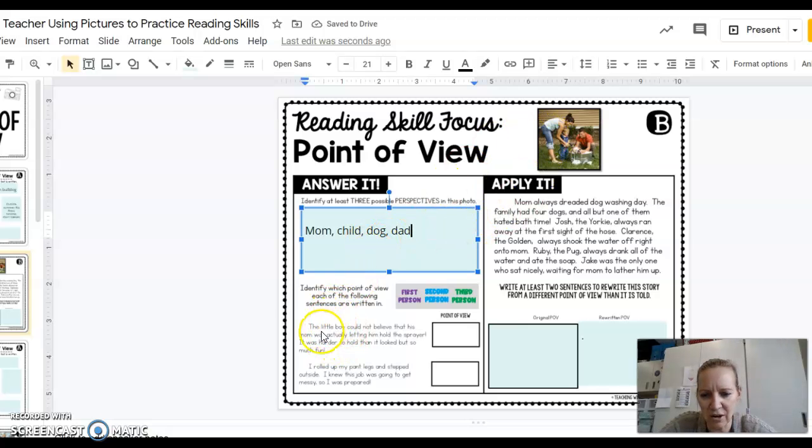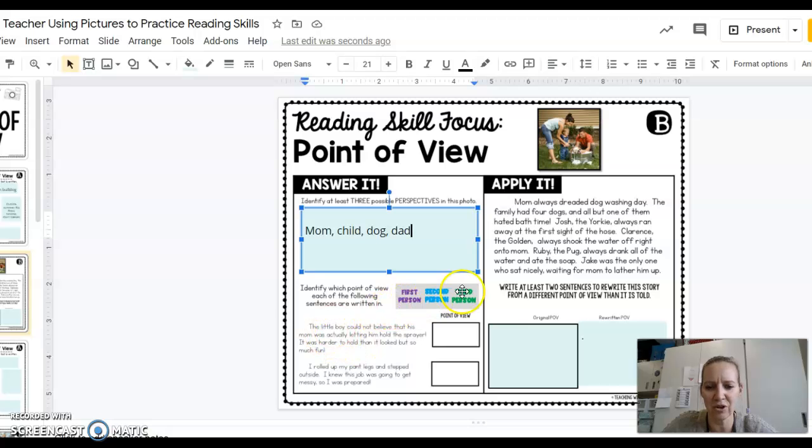Now down here, you're just going to read these little paragraphs and you're going to decide if it's first person, second person, or third person. You just drag it down. Remember, you do need to use your notes from yesterday. The little boy could not believe that his mom was actually letting him hold the sprayer. It was harder for him to hold than it looked.